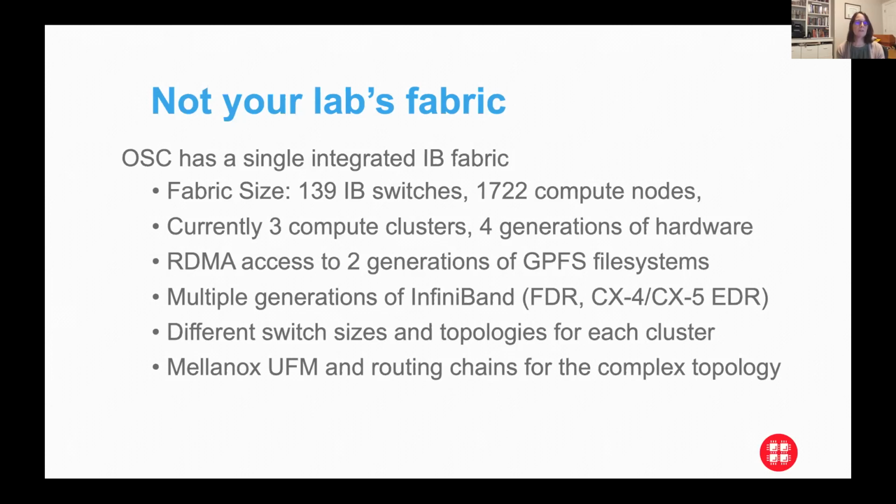Right now, that's 139 IB switches in the fabric, over 1,700 compute nodes, and 2 different GPFS clusters by different vendors. Our oldest cluster, Ruby, is FDR InfiniBand, and we have 2 generations of EDR, ConnectX-4 and ConnectX-5, with different switch sizes and topologies in the clusters. And then for routing, we use Mellanox's UFM for fabric management and routing.